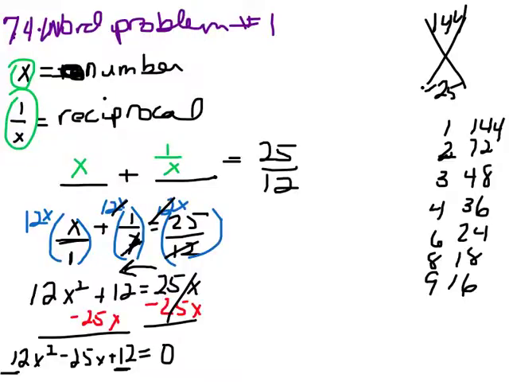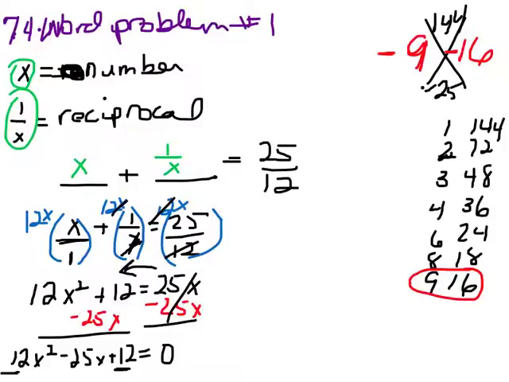Okay, so I was in the midst of making my list, and I didn't finish it, and I noticed that I've got something that works, a 9 and a 16. So I'm going to replace it with a 9 and a 16. Okay. But that doesn't add up to negative 25 yet. I need to have a negative 9 and a negative 16. That would give me negative 25, and a negative times a negative would still give me this positive 144 up there. So my numbers are negative 9 and negative 16.